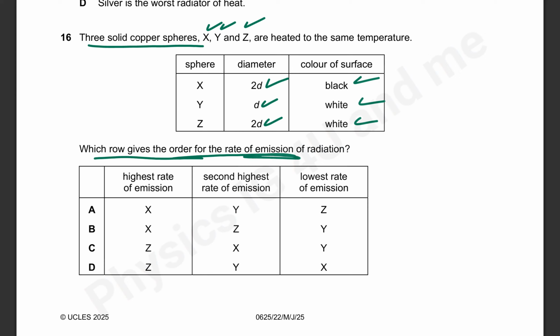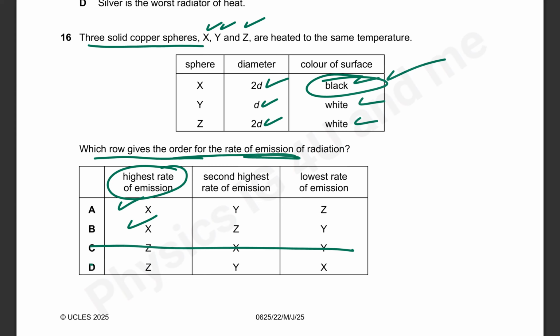Emission of radiation, since here they're asking about highest rate. Since I have a black is the best emitter. Pay attention, this is not reflector, they're talking about emitter. So black is the best emitter. So X is the fastest or the highest of emission, X. So we are in option A or B. C is wrong and D is wrong.